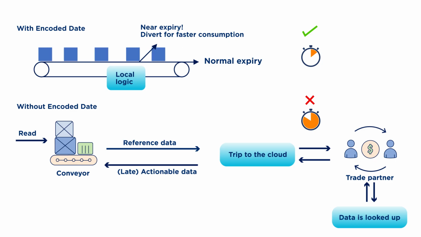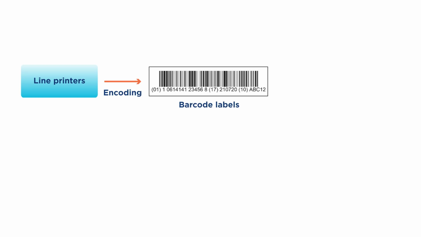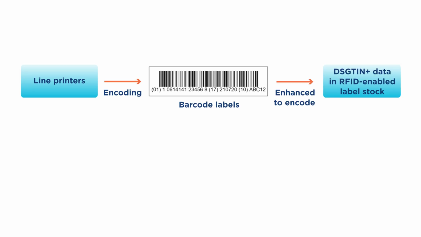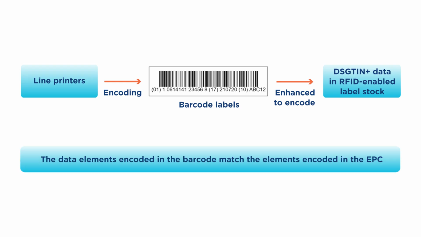This benefit is amplified in handheld use cases with large numbers of tagged items, as there are significant operational benefits related to targeted searches. Line printers already encoding barcode labels can be enhanced to encode DSG-10+ data in RFID-enabled label stock. The data elements encoded in the barcode match the elements encoded in the EPC.